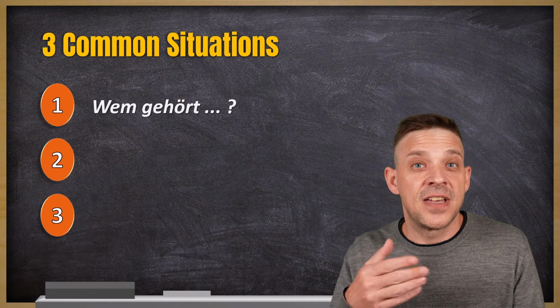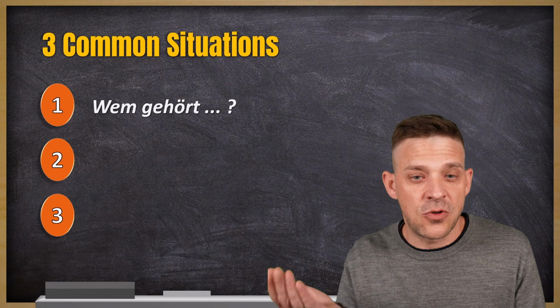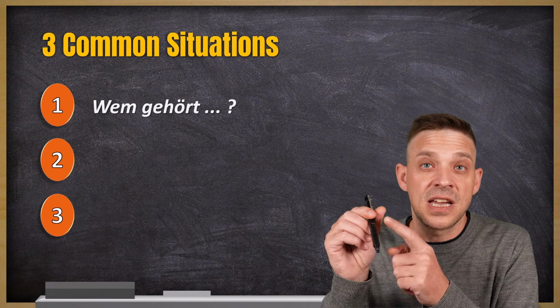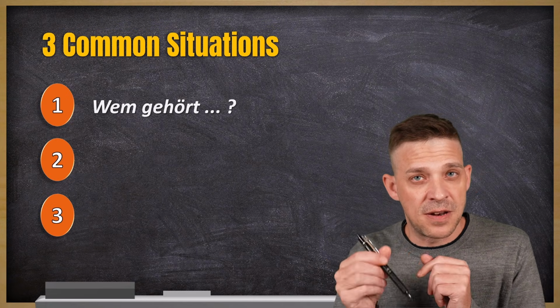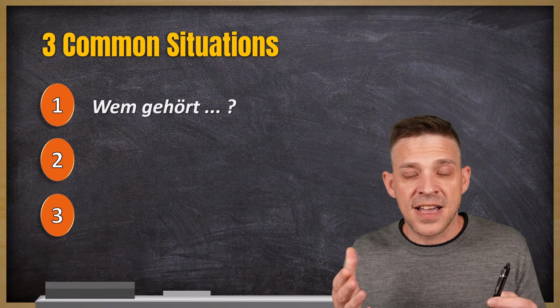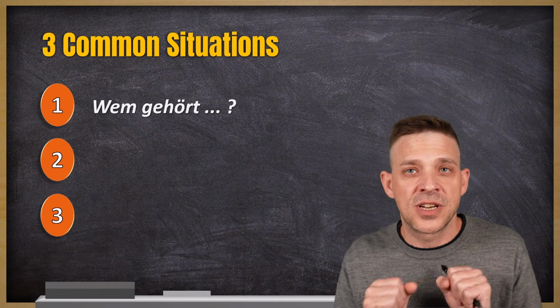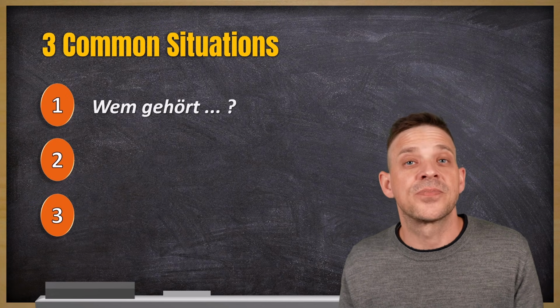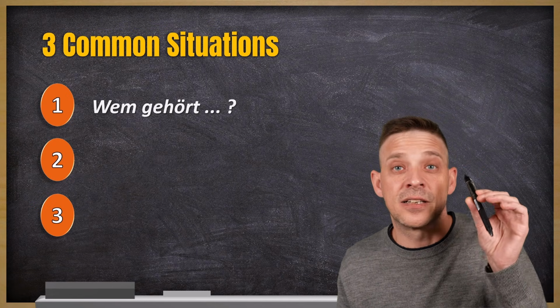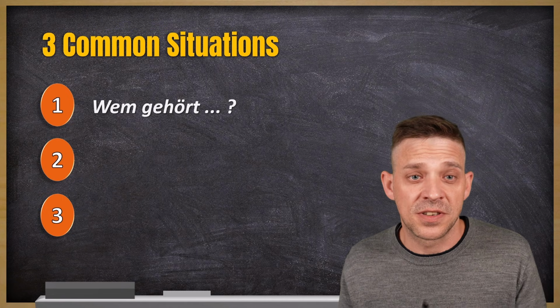First one is this, wem gehört? Zum Beispiel, wem gehört der Stift? Who does this pen belong to? So whenever you ask who does something, whatever object you have, belong to, then usually you answer, ja, das ist meiner. Das ist meiner. Oder das ist seiner.